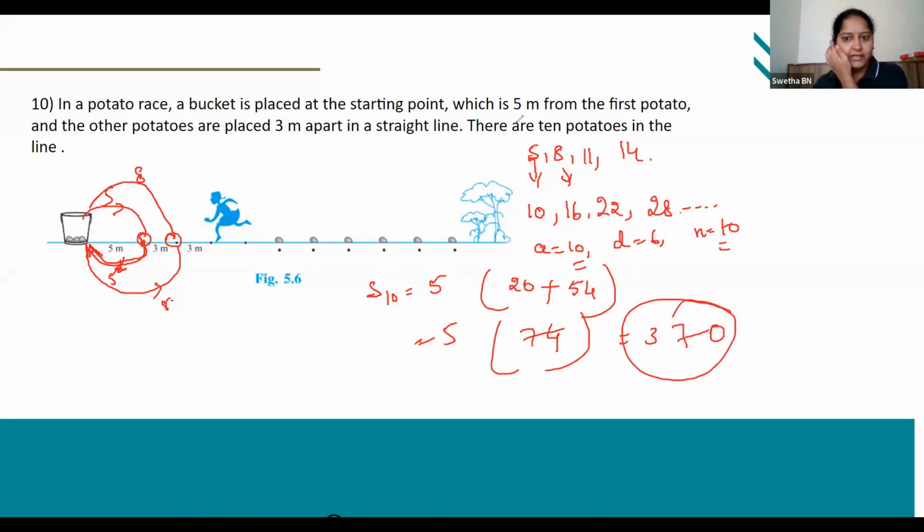There is nothing wrong with writing 5, 8, 11, 14. This is correct only. But you have to take that she will come and she goes back, right? So 5 plus 5 is 10, 8 plus 8 is 16, 11 plus 11 is 22, 14 plus 14 is 28.